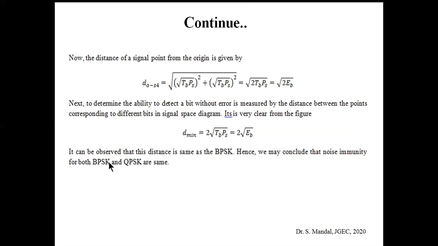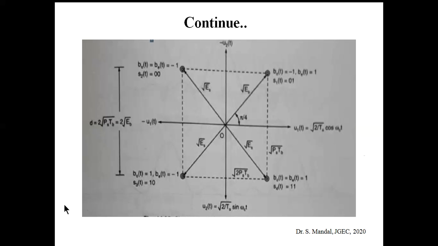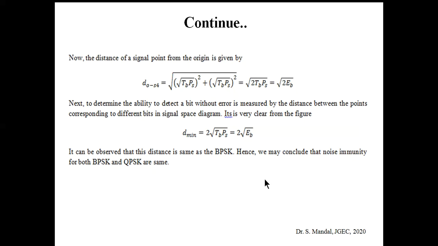Okay, now coming to the next part, we want to know the noise immunity or error probability for the case of QPSK. So if we want to calculate the noise immunity, we want to calculate the distance between two successive points, like this point and this point. So if you want to calculate like this, obviously it will be like this.